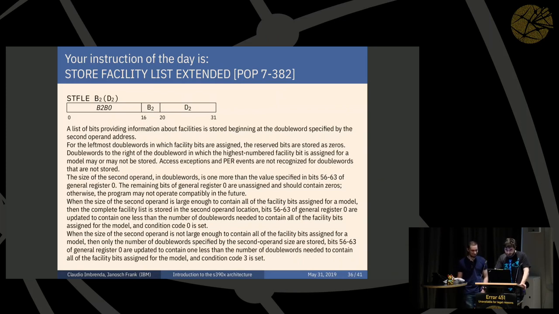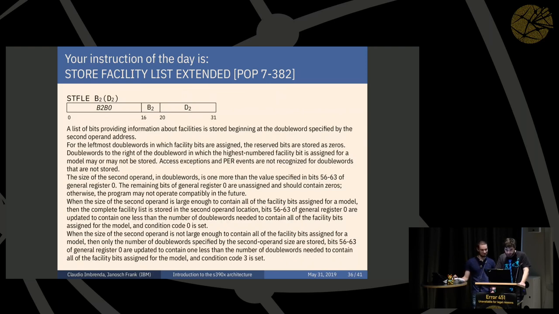The fun thing is it can be up to 2 kilobytes, but it's not specified whether the extra bits are actually stored or not. So the CPU is allowed to only store the bits that are actually set and not go further. So you have to zero everything first if you want to check.